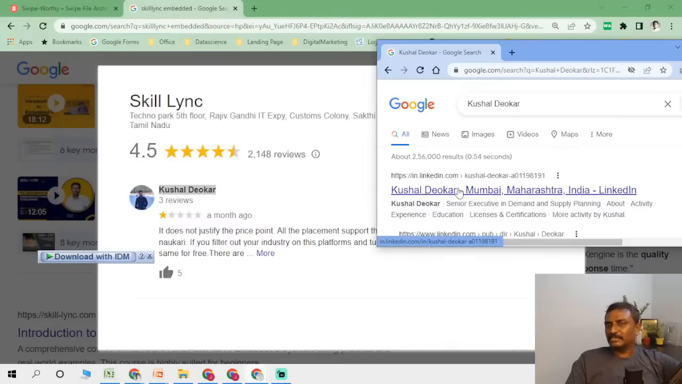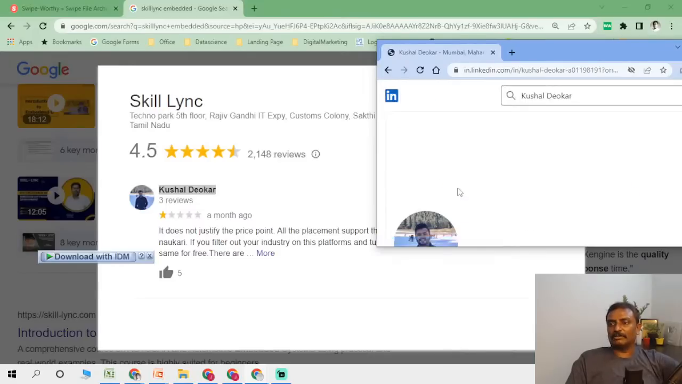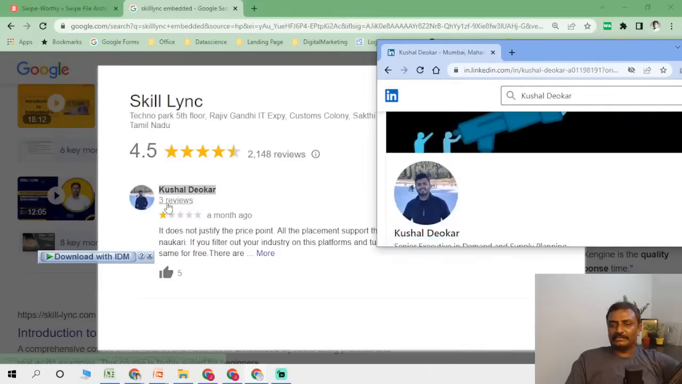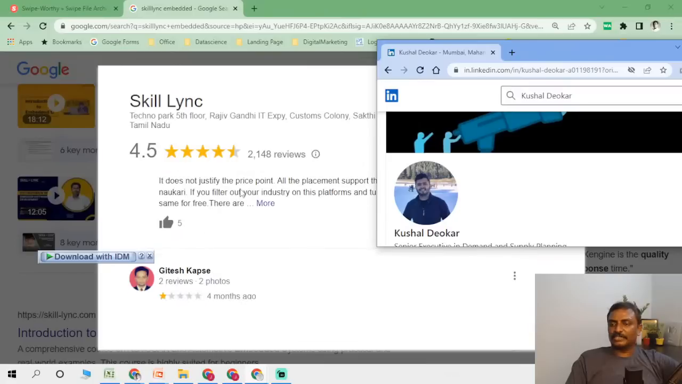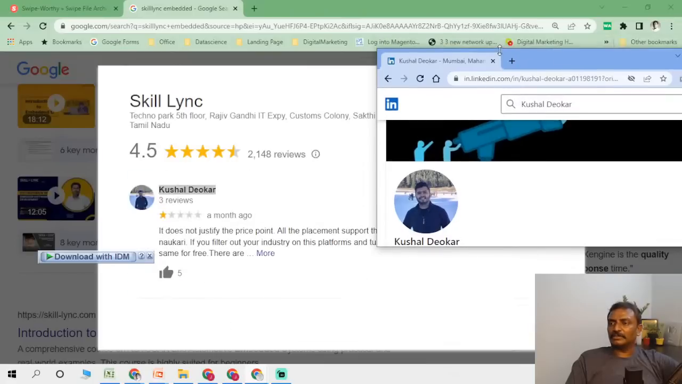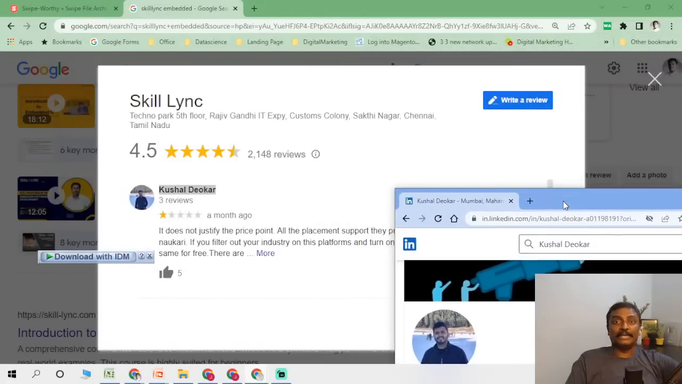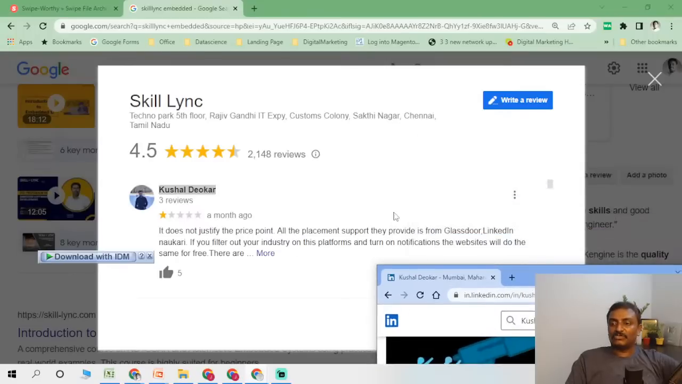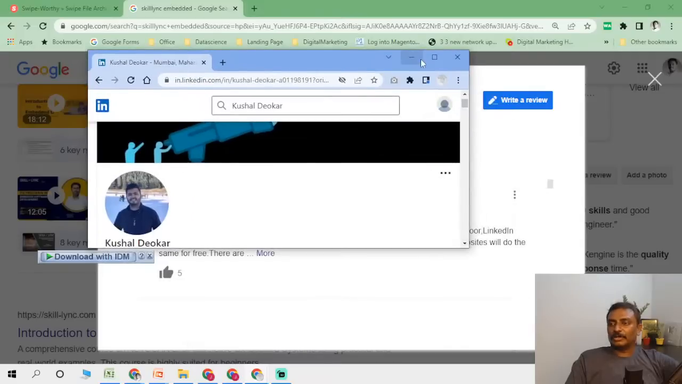Let me check whether he's the right person. It's a trial, sometimes it may be right, sometimes it may be wrong. Okay. I think he's the same person. The background is the same, so he should be the same person. Kushal Diokar: it does not justify the price point. So you could also see the pain points for the product. These are the pain points for the product. Okay. So now you check the profile.